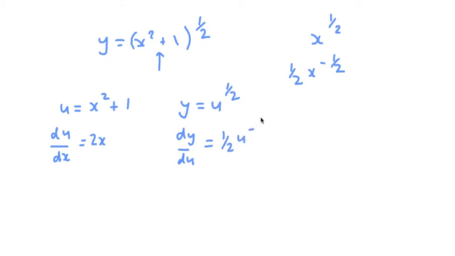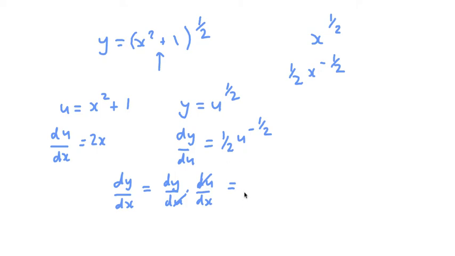But we're trying to get dy by dx, not du by dx, not dy by du. So the trick is to write dy by dx as dy by du times du by dx. The du's cancel, which gives us dy by dx. In other words, we just times the two answers together, and it doesn't matter which order. So 2x times half u to the minus half.